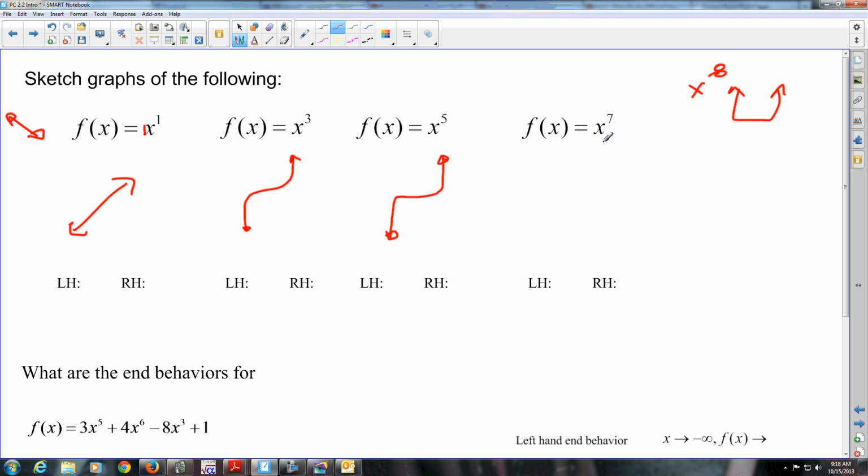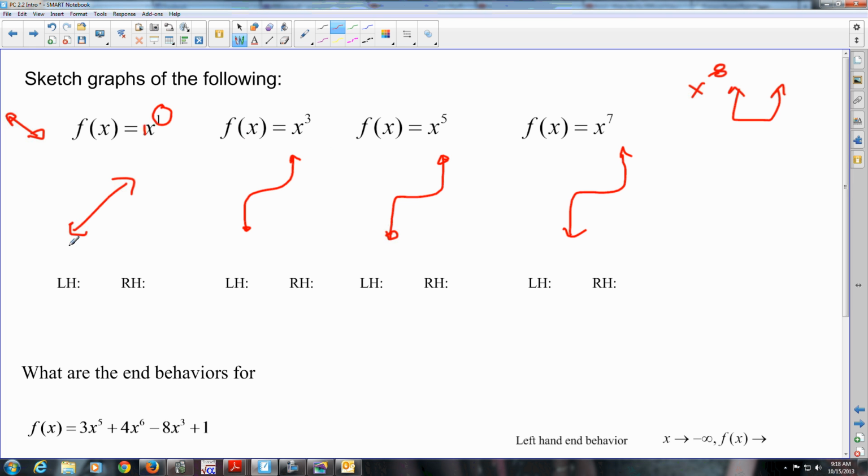Sorry for that piece there. This is the same idea. I'm exaggerating it in the middle to be more flat. The bigger the degree, the flatter it is in the middle. What you'll see is the left and right-hand end behavior for all these odd degree polynomials with a positive leading coefficient are the same. They're identical.